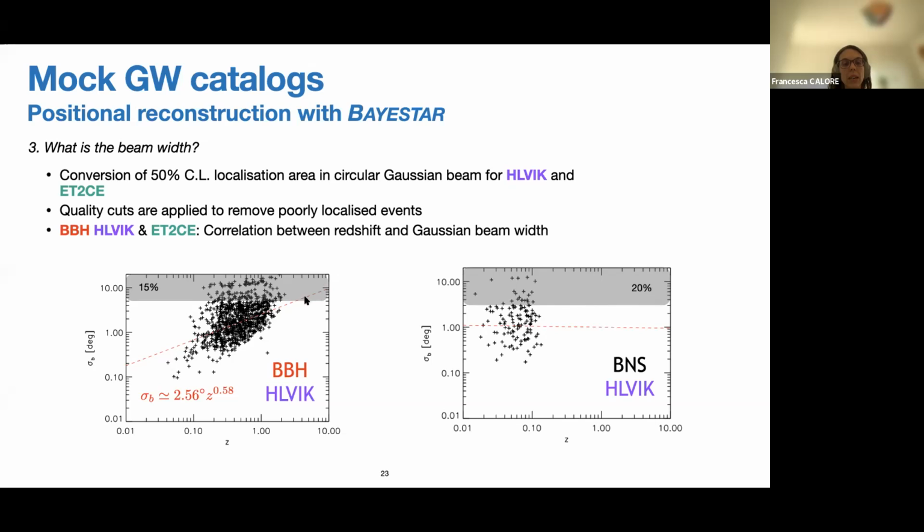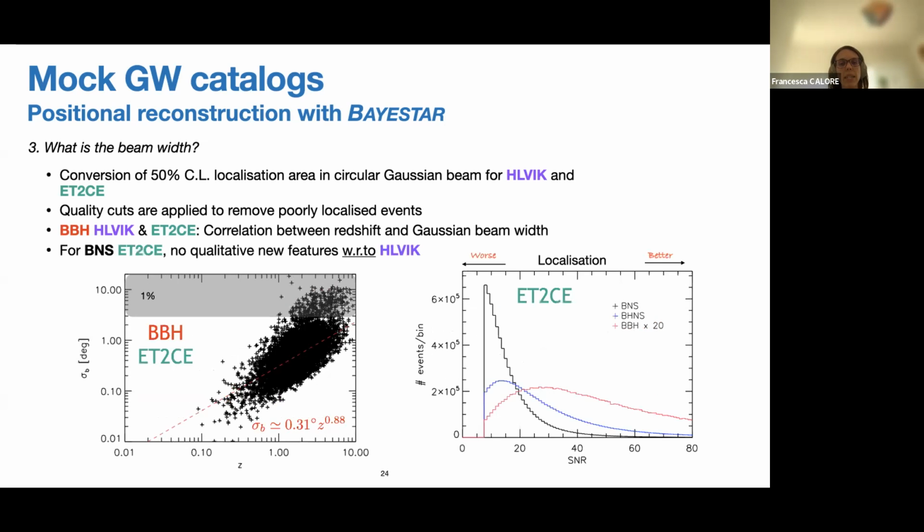And what you can see here is a dashed line in red, a kind of interpolation with a linear relation, just to check what would be the correlation, if any, between this beam width and the redshift, and that may be useful also for future purposes. So while for binary black holes events, there is an increasing trend of the beam width as a function of redshift, for the binary neutron stars, this is not the case. And this really boils down to the SNR distribution of your detectable events.